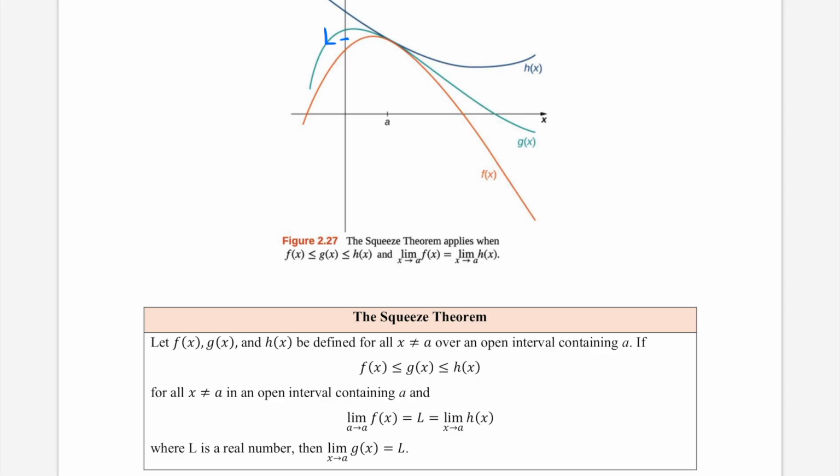Suppose we have three different functions, f of x, g of x, and h of x. If f of x is less than g of x, and g of x is less than h of x, and the limit of f of x as x approaches a equals L, and the limit of h of x as x approaches a also equals L, then the limit of g of x as x approaches a is L. That is the squeeze theorem. Trap the function, match the outer limits, the middle follows.